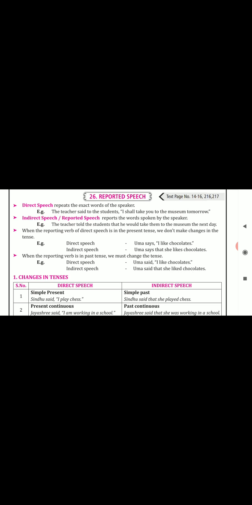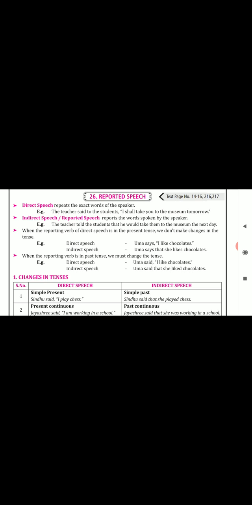For example, the teacher said to the students, "I shall take you to the museum tomorrow." So, in this sentence, it contains the exact words of the speaker, I shall take you to the museum tomorrow. So, this is called direct speech.